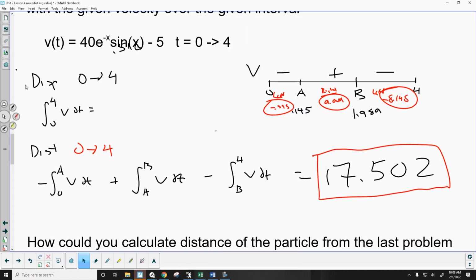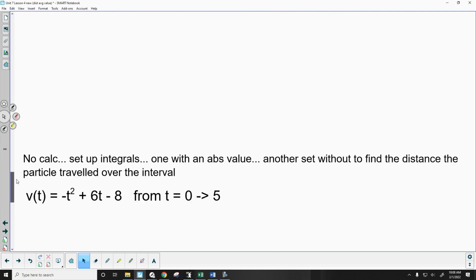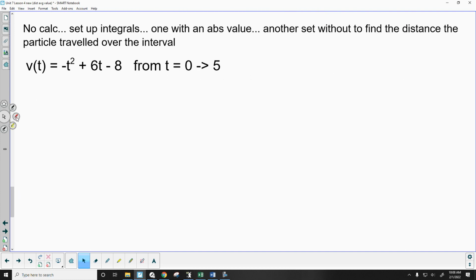When asked to find distance, let's say you don't have a calculator. You hate your life. And you're like, well, it's going to be okay. Probably this is one part of many. And probably over the course of the problem, I'm going to have to evaluate my velocity anyways. I'm going to have to see when it changes sign anyways. And this will just kind of follow along into what I've already done.